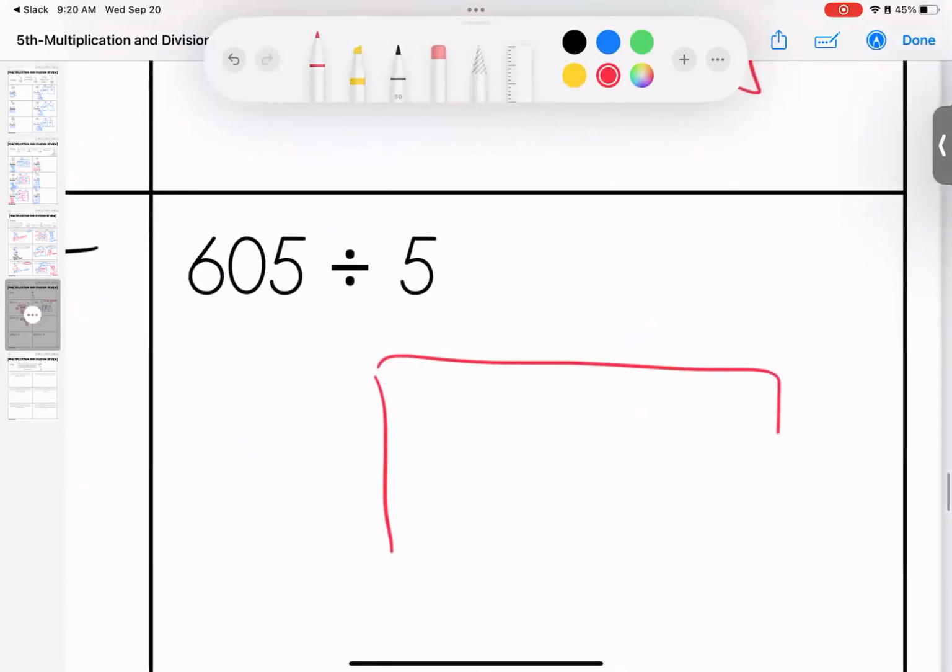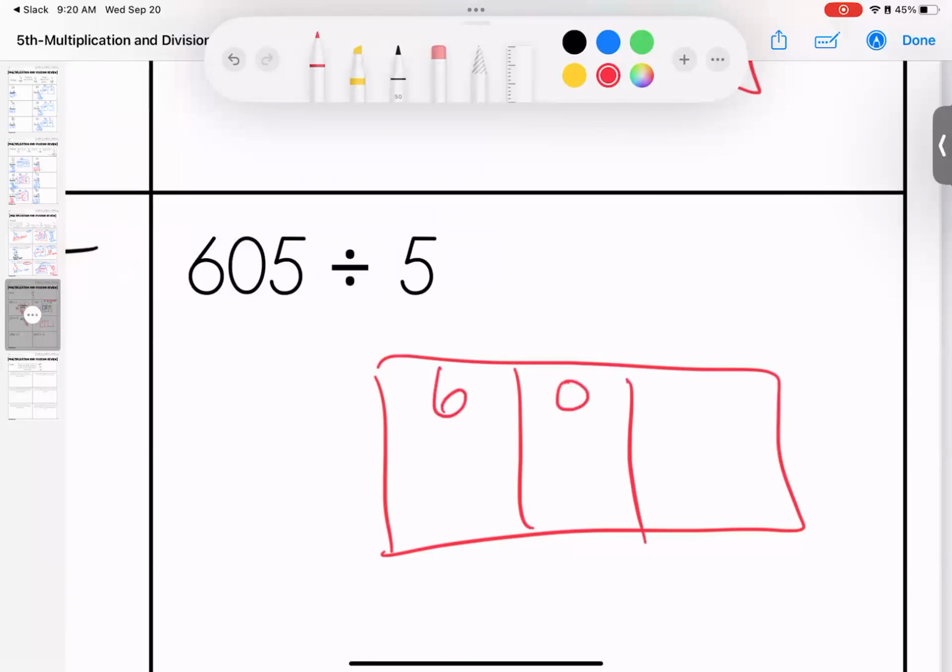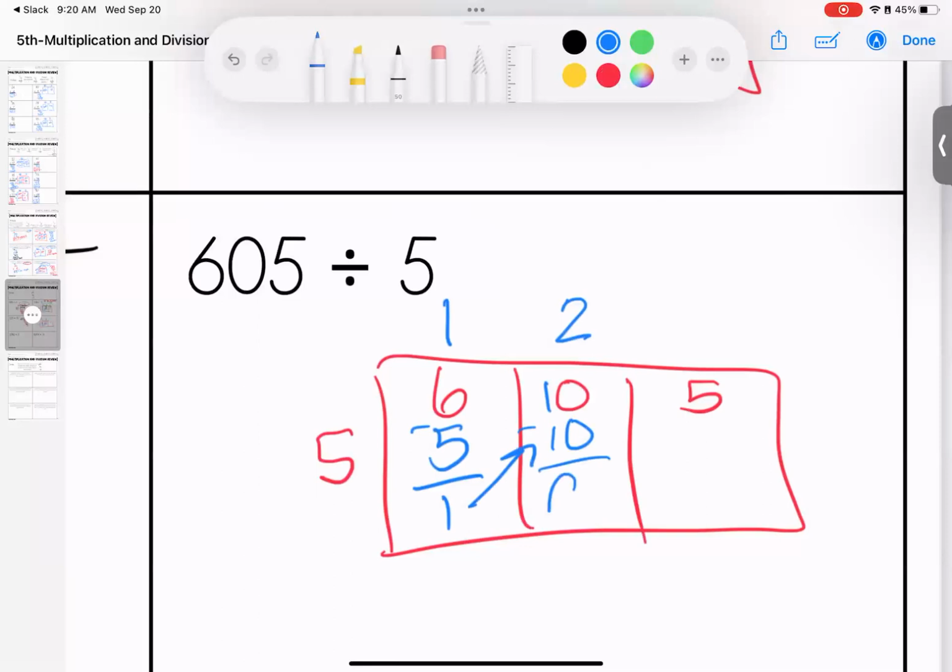Let's box 605 divided by 5. All right, same steps. How many groups of 5 can I take out of 6? 1, because 1 times 5 is 5. Subtract, 6 minus 5 is 1. Bring it next door. How many groups of 5 can I take out of 10? 2, because 2 times 5 is 10. 10 minus 10 is 0.